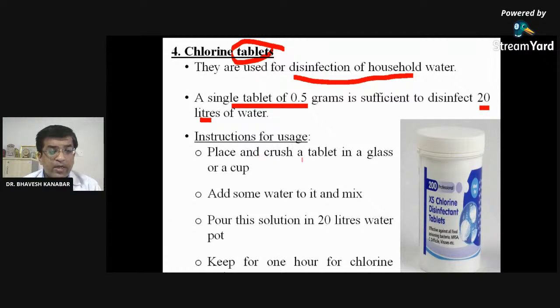Instructions for the usage: first of all, we have to place or crush the tablet in a glass or a cup. First, take one glass, and in that glass, we have to place the tablet. Then we have to add some water into it and mix.